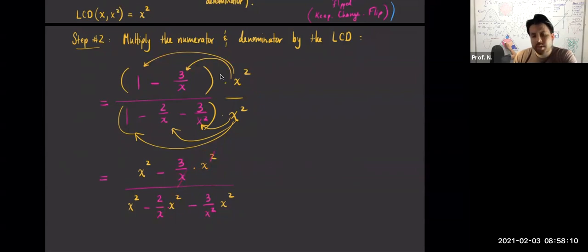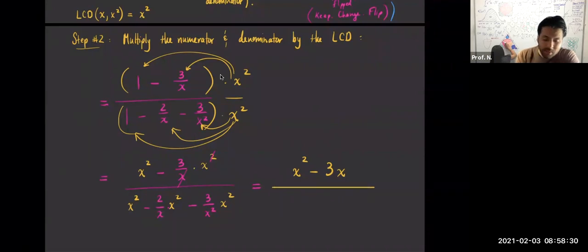The x divides into x squared x amount of times. So look what's left on the top: x squared minus 3x. I have no more fractions in the numerator anymore. My numerator is simply a polynomial. In the bottom, I get x squared minus, again, the x's cancel. I have an x squared on top and an x on the bottom, so I'm left with 2x. And then the x squareds completely cancel, and I'm left with a minus 3.